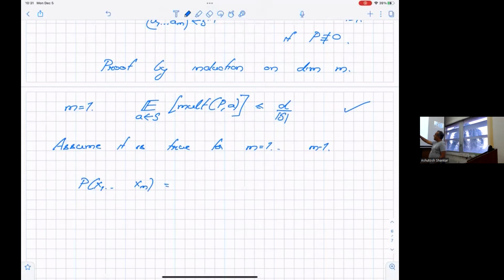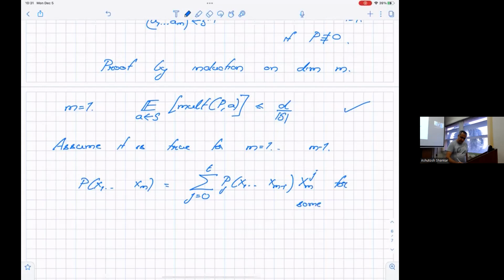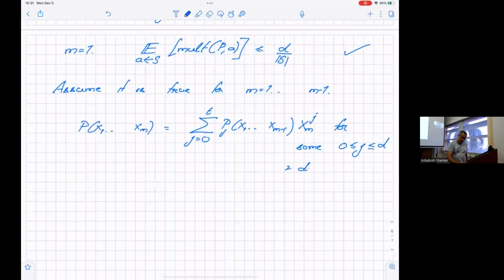Let's write it as a polynomial in the last variable. The last variable could have degree at most some t, which is smaller than the degree d. It looks like the sum of p_j(x_1, ..., x_{m-1}) times x_m to the power j, for 0 ≤ j ≤ d, and the degree of p_j is less than or equal to d minus j, so that the total degree is still less than d. Thus, we have this as the form of it.